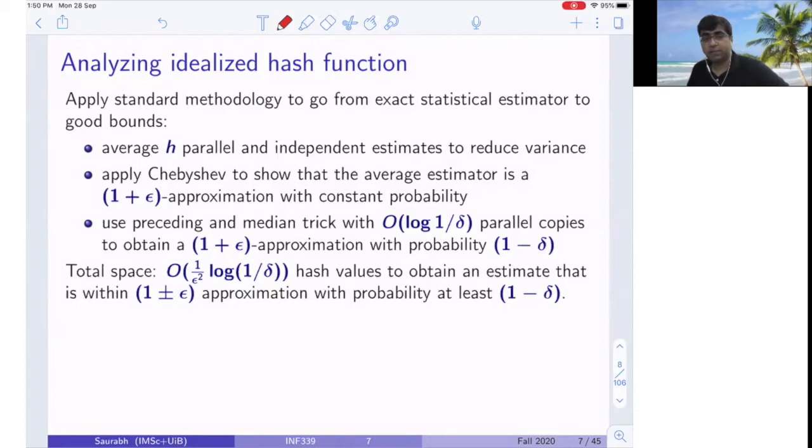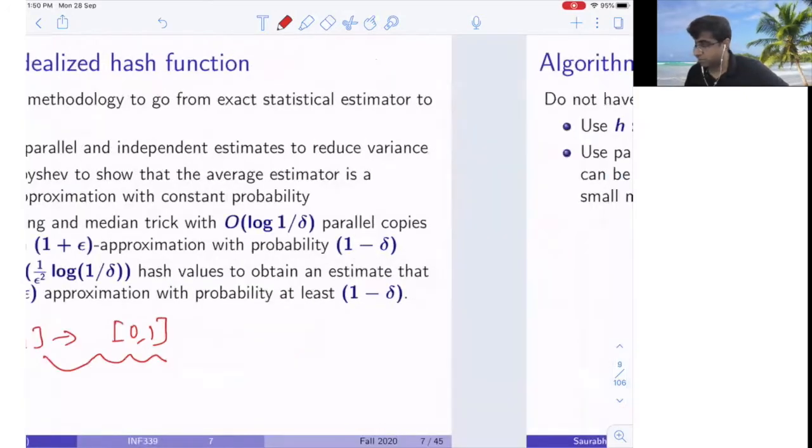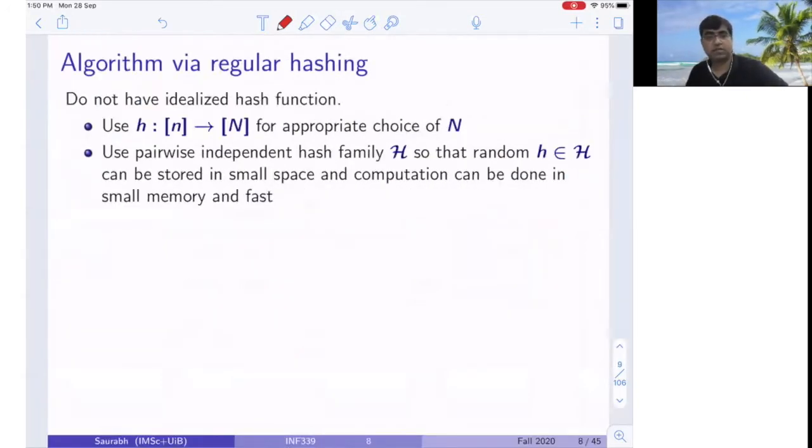Unfortunately, the problem was that we assumed my hash function takes values in the reals, and today we would like to remove that assumption by limited independence. So today we do not want an idealized hash function, and we would like to use a hash function from n to capital N for an appropriate choice of N, and use a pairwise independent hash family H, so that a random h in H can be stored in small space and computation can be done in small memory and fast. That's the whole goal of today's lecture.